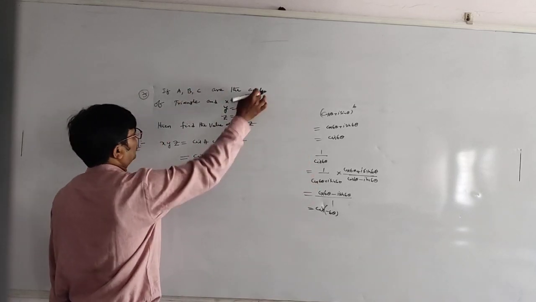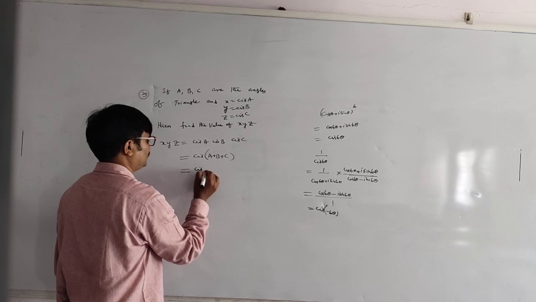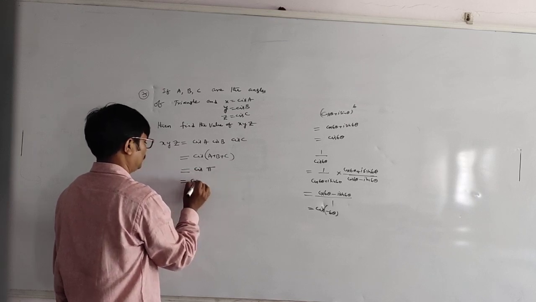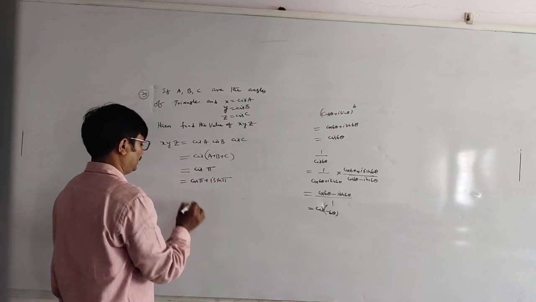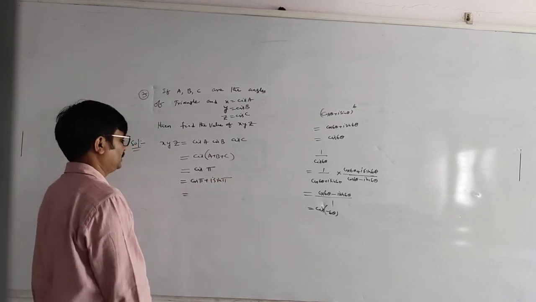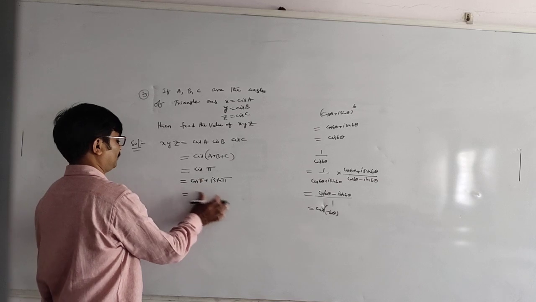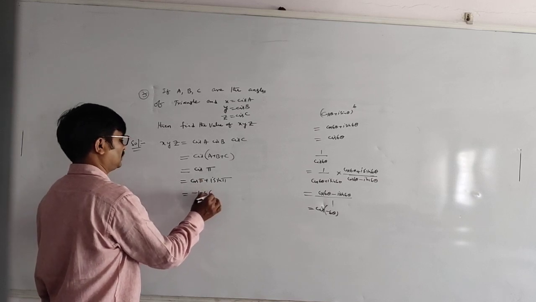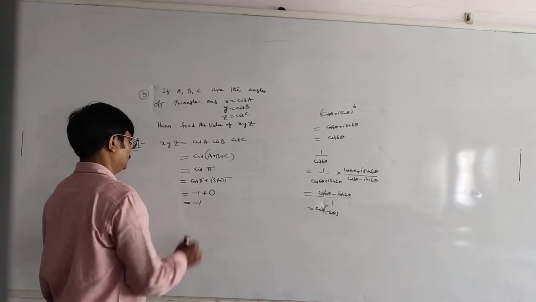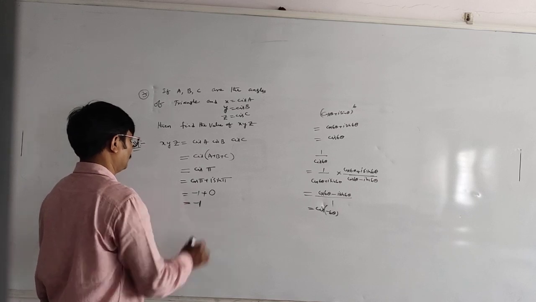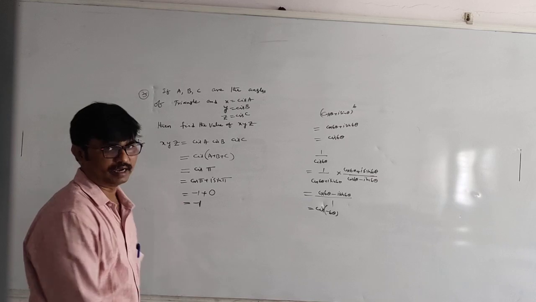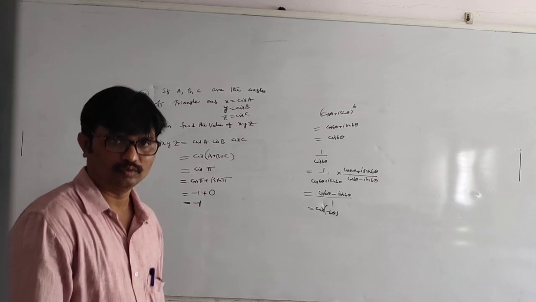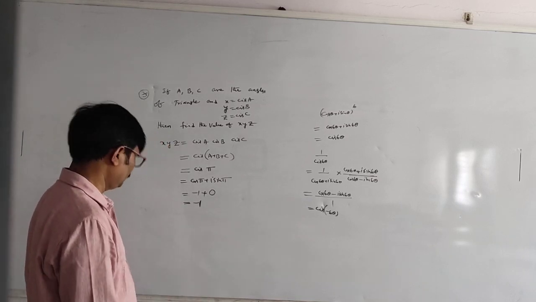A, B, C are the angles of a triangle, that means A plus B plus C is pi. That is cos 180 plus i sin 180. Now students, cos pi is minus 1, sin pi is 0. So this is minus 1. Okay students, write down.